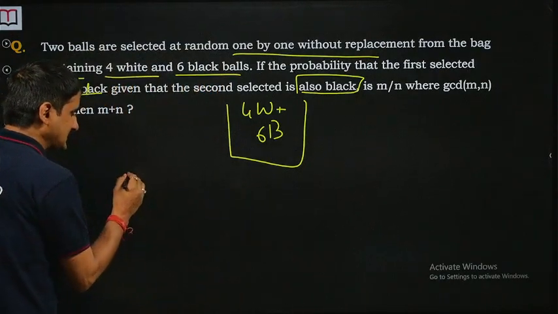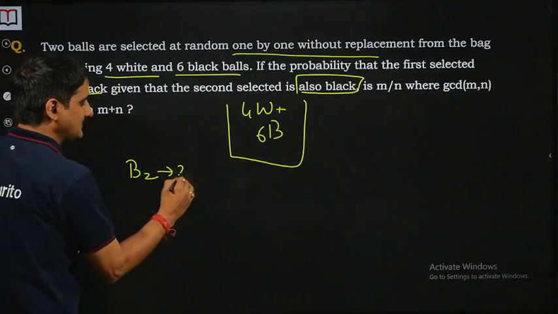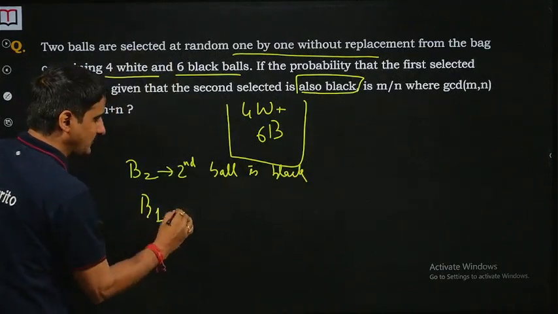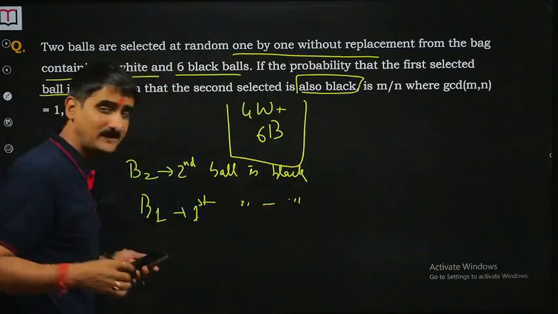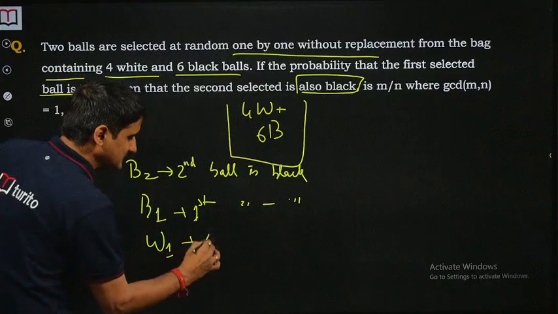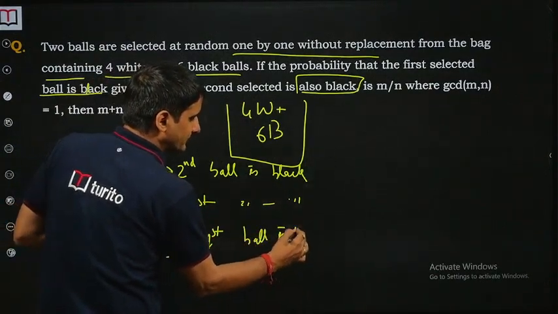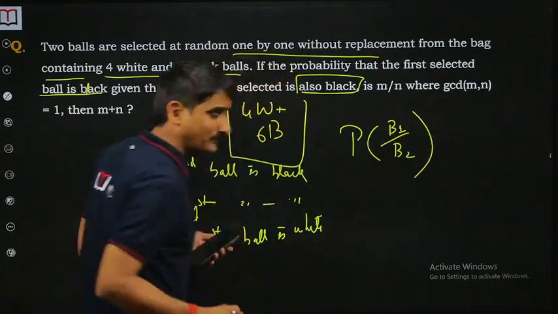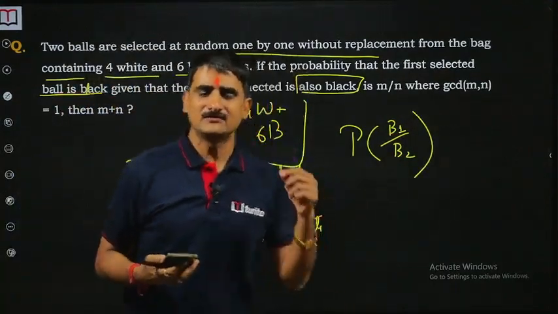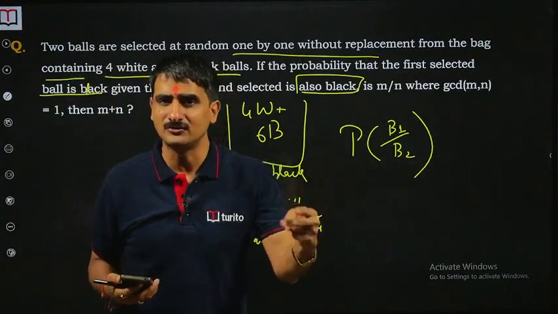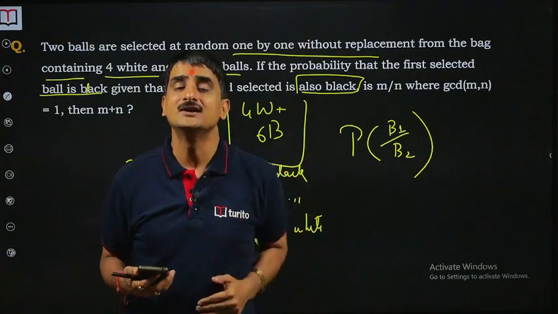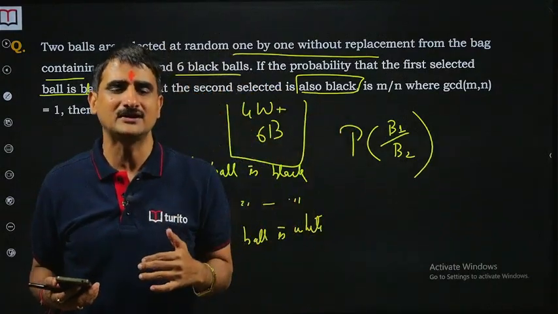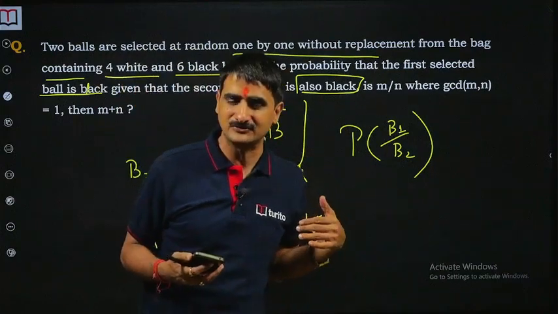So what is it? See, B1 is first ball is black, B2 is second ball is black. I'm defining the events. W1 is first ball is white. Now what do we need? Given that second is black, we have to find the probability that first is black. So why did I say it's Bayes theorem? Because as I always say, if the experiment involves 2 or more than 2 sequence of events, and the result of the final event is given and you are asked the probability of the event that occurs in the past step.